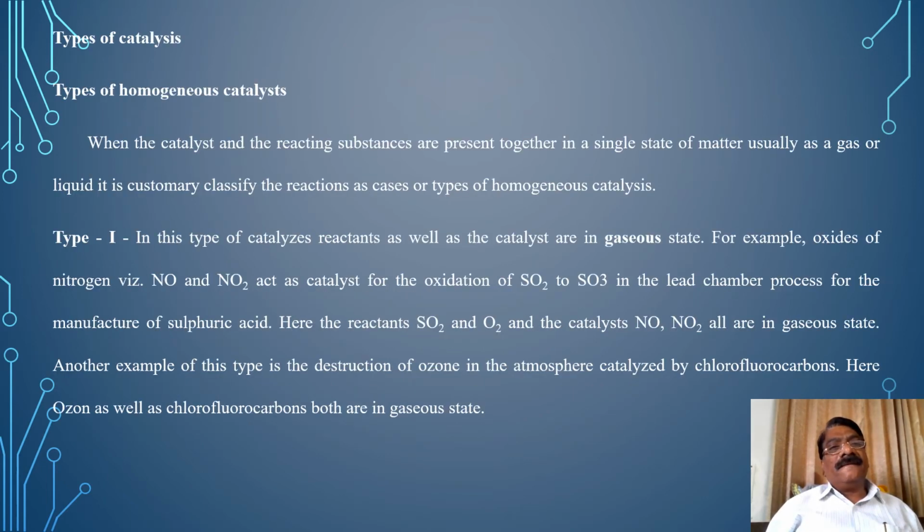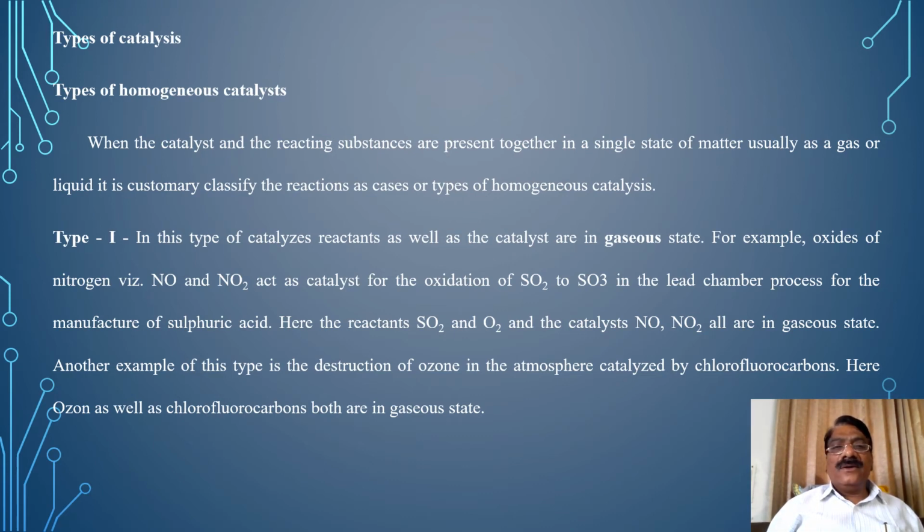Types of catalysis. Homogeneous catalysis has the following types. When the catalyst and the reacting substances are present together in a single state or phase of matter, usually as a gas or liquid, it is customary to classify the reactions as types of homogeneous catalysis. Type 1. In this type of catalysis, reactants as well as catalysts are in gaseous phase.